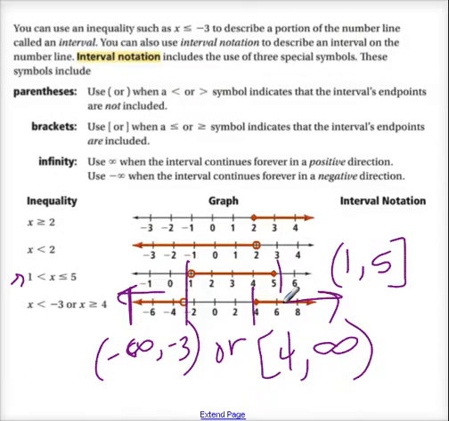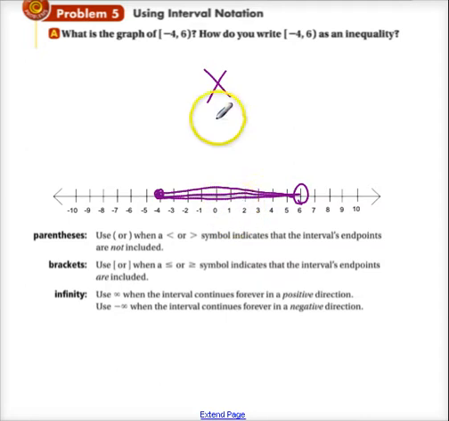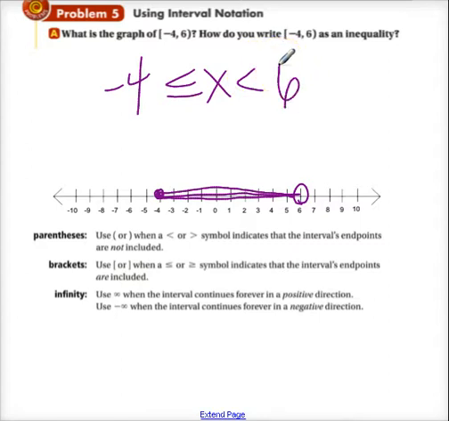So these are using interval notations to mark a solution set. So in our final example, what is the graph of negative 4, 6 with that interval notation, and how do we write it as an inequality? So I think the graph is easier. Negative 4, and it's a bracket, so it must be filled in, and 6 with the parentheses, so it must be open. So it must be an AND compound. That's the graph. So if I write an inequality, x is in the middle. It's less than or equal to negative 4 because of that bracket, and it is just less than 6.